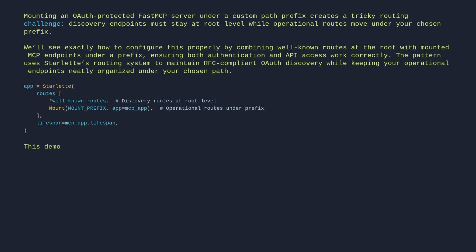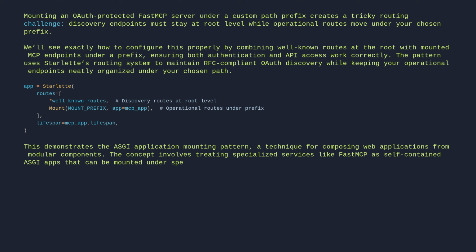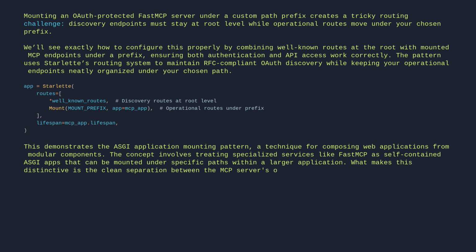This demonstrates the ASGI application mounting pattern, a technique for composing web applications from modular components. The concept involves treating specialized services like FastMCP as self-contained ASGI apps that can be mounted under specific paths within a larger application. What makes this distinctive is the clean separation between the MCP server's operational routes and the discovery endpoints required by OAuth standards.